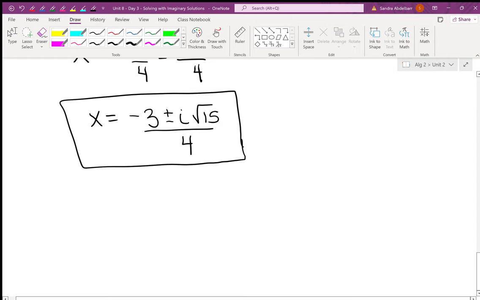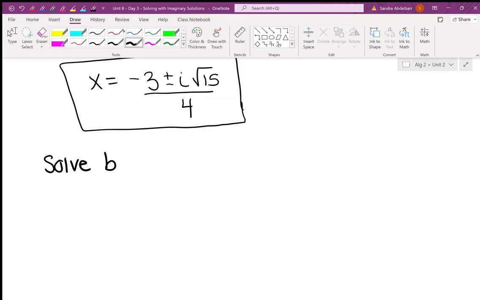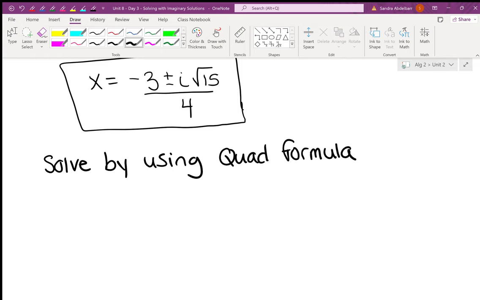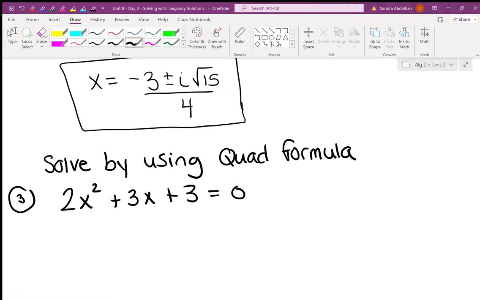Okay, next one, I'm taking that same problem. And I'm going to say solve by using the quadratic formula. Is this a quadratic equation? Yes. How do we know it's a quadratic equation? David?